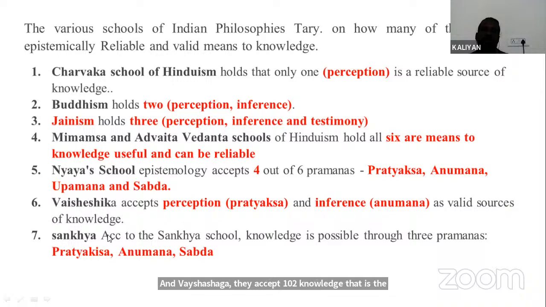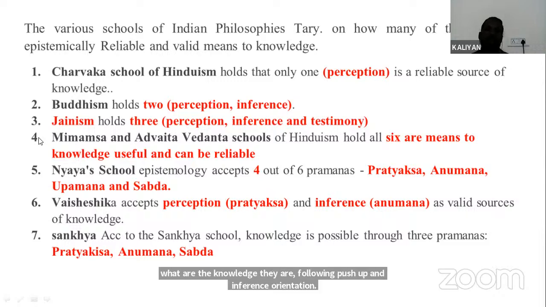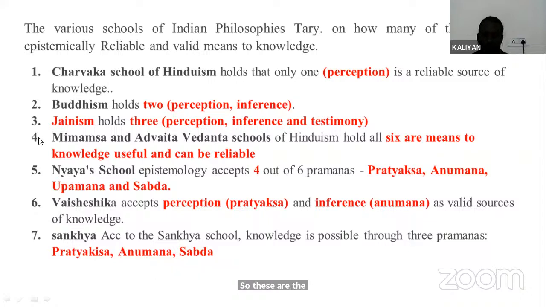And Sankhya acknowledges 3 knowledge: Pratyaksha, Anumana, Sabda. So these are also very important. Many times they ask which knowledge the Buddhism school acknowledges. The answer is perception and inference. And Jainism follows perception, inference and testimony. So these are the major types of Indian philosophy or Indian knowledge.